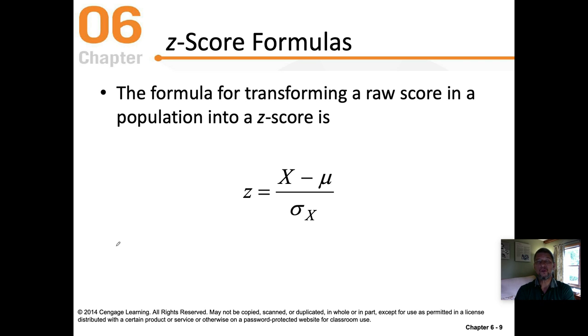Now, if you're using an actual population, an entire population, and not just a sample of the population, then you would use the formula that's shown on this slide. The formula for transforming a raw score in a population, and that's the key word here, the population, into a z-score is, if you look at it carefully, really the same formula. Z equals x minus mu over, I forget what that's called. I think it's called a rho, but I'm not certain about that. It's some weird Greek letter.